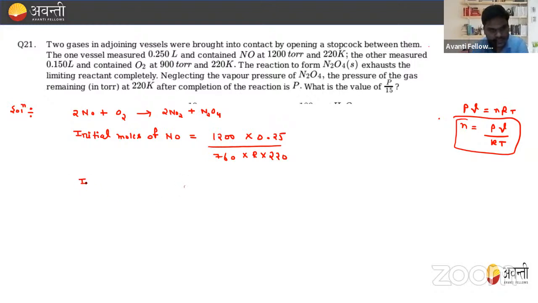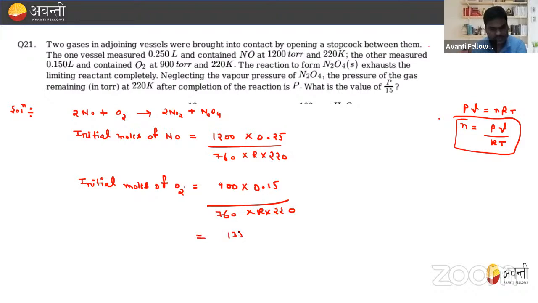In a similar way, just calculate the initial moles of O2. How will you calculate the initial moles of O2? It is 900 into 0.15. In the second vessel the pressure is given as 900, and again we divide by 760 just to convert torr into the pressure unit, and this is R and this is 220. So it comes out to be 125 upon 760 into R into 220.